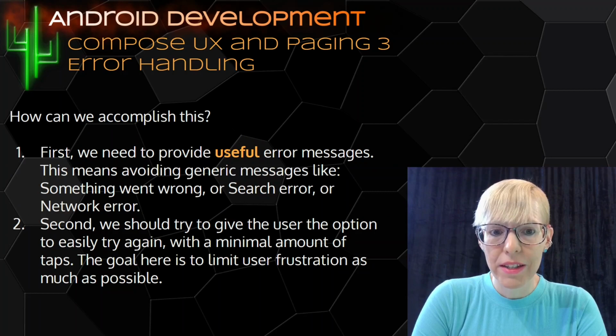How can we accomplish this? First, we need to provide useful error messages. This means avoiding generic messages like "something went wrong," or "search error," or "network error." Second, we should try to give the user the option to easily try again with a minimal amount of taps. The goal here is to limit user frustration as much as possible.